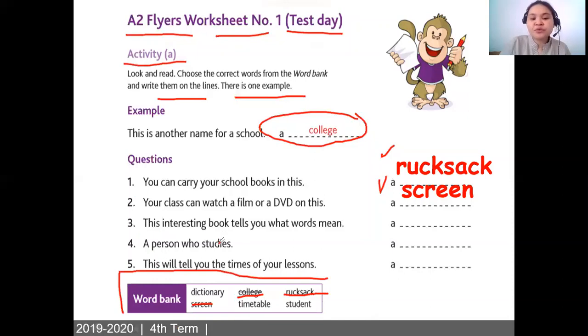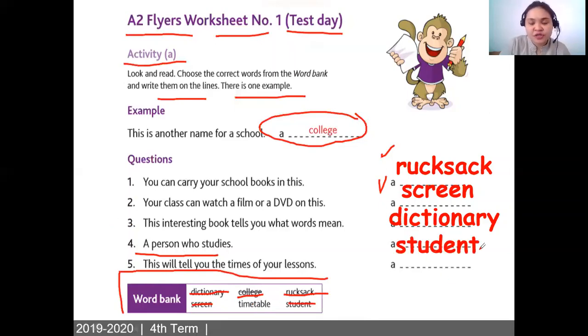Number 3, this interesting book tells you what words mean. So you don't know the word in English, so you have to find this word. Where? You're correct with that. It's a dictionary. Now let's continue. Number 4, a person who studies. How do you call that person? Yeah, you're correct. It's a student. And last one, this will tell you the times of your lesson. So how do you call this one? Okay, timetable. So now we've tried to answer this here in the video, but I will send you a material without the answers, of course, in PDF format, and I want you to answer on your own at home. Okay, so let's move on.